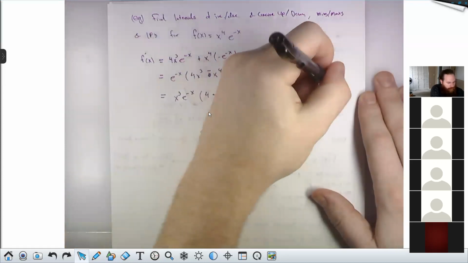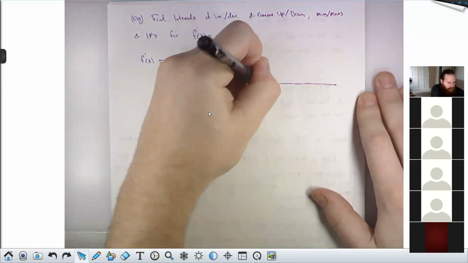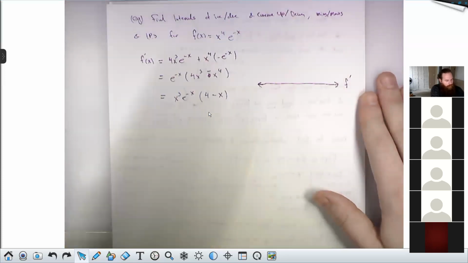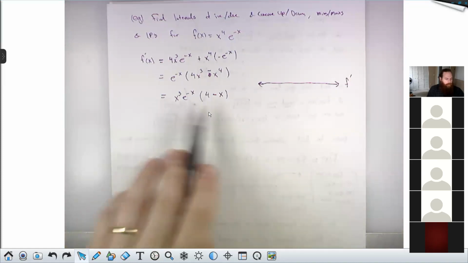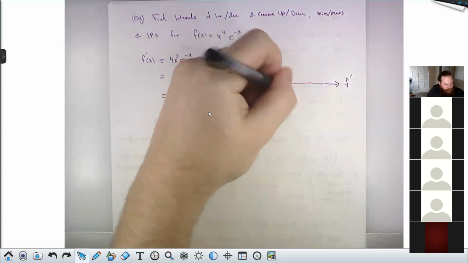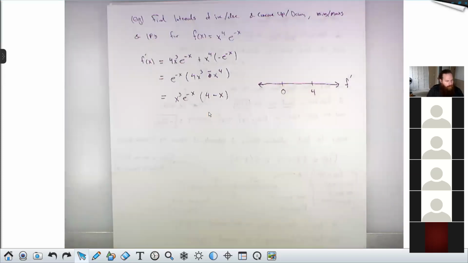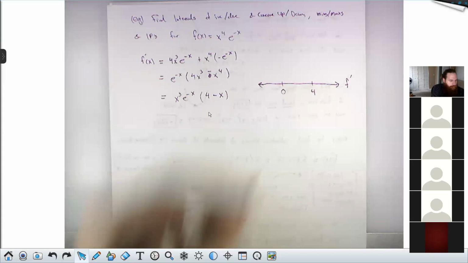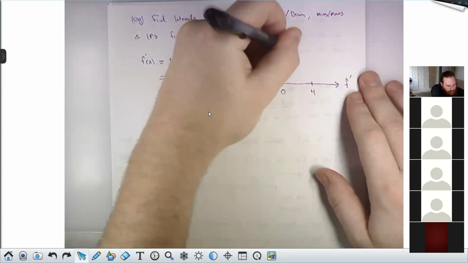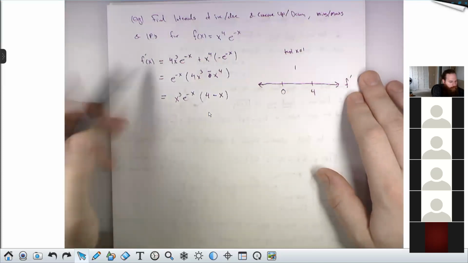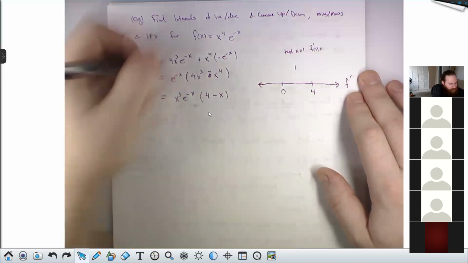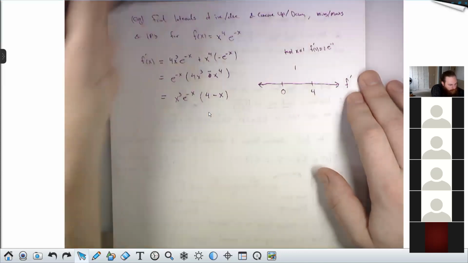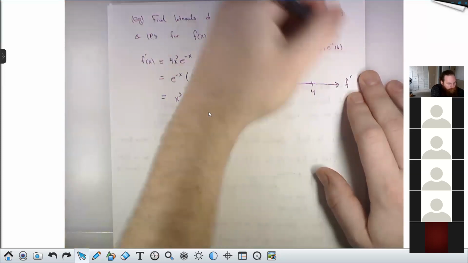So my number line for f primed has two numbers on it. This guy gives me a 0, this guy gives me a 4. And if I test, say, x equals 1 in here, f primed of 1 is 1 times e to the negative 1 times 4 minus 1, which is 3. This is positive.